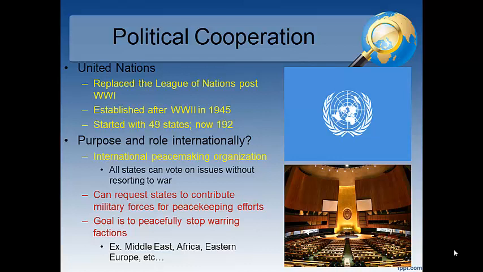So what is the purpose and role of the United Nations internationally? Well, like I said, it falls under the realm of political, but yes, could it be military cooperation as well as economic? Absolutely. But their main purpose and role is they are an international peacemaking organization where all states, all 192 or 193, depending on who you talk to, can vote on issues without resorting to war. And you can see that picture there in the General Assembly room.